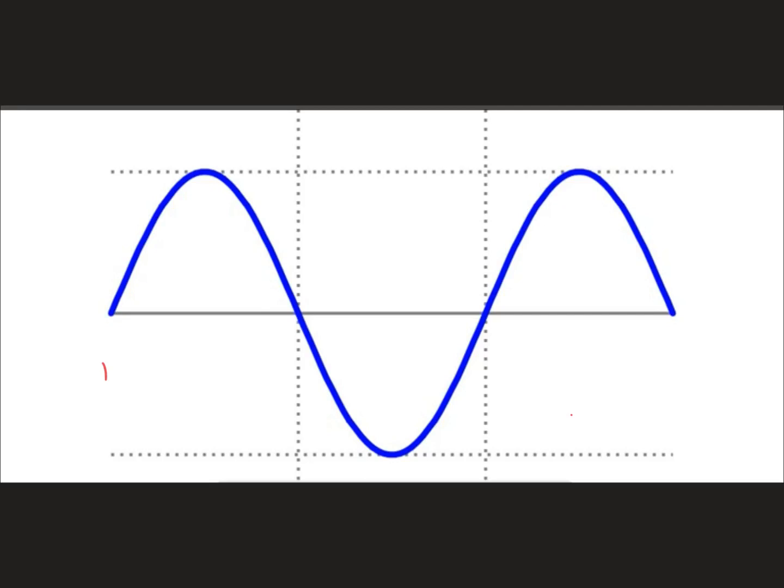The resting point is this line right here. So all the way through.